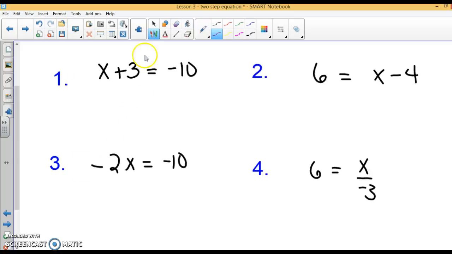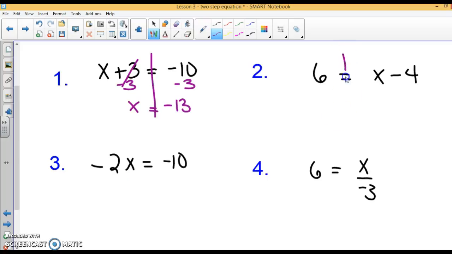All right, solving one-step equations. Draw your line down the middle. Look at what side the variable's on, and we do the opposite of whatever's with the variable. So this is the side with the variable. The opposite of adding 3 is subtracting 3. So I subtract 3 from both sides. 3 minus 3 is 0. So I'm left with x on this side equals negative 10 minus 3 is negative 13.